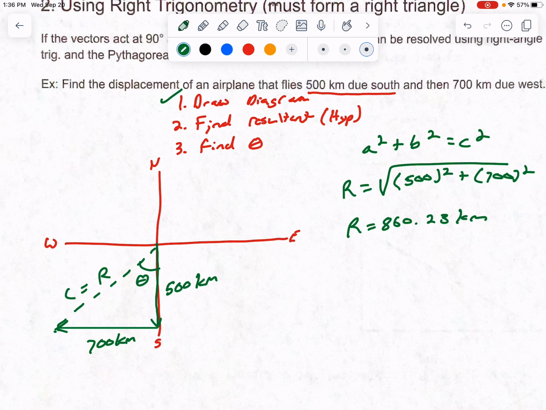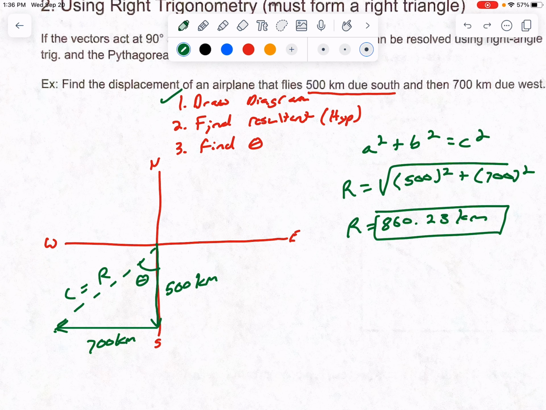And that's going to give us a resultant of 860.23 kilometers. Now, that is just my displacement or my resultant. That basically just means that if I flew 500 kilometers south and 700 kilometers west, this dotted line right here is just 860.23 kilometers from where I started. Now it's not enough just to tell me that. You've got to actually tell me the angle or the direction it went.